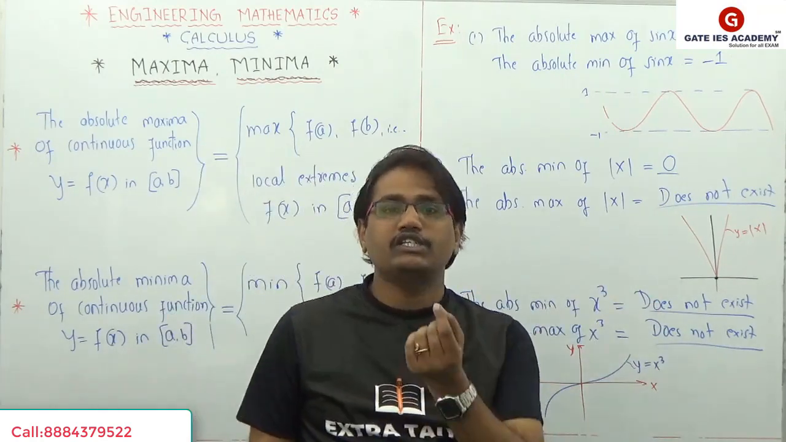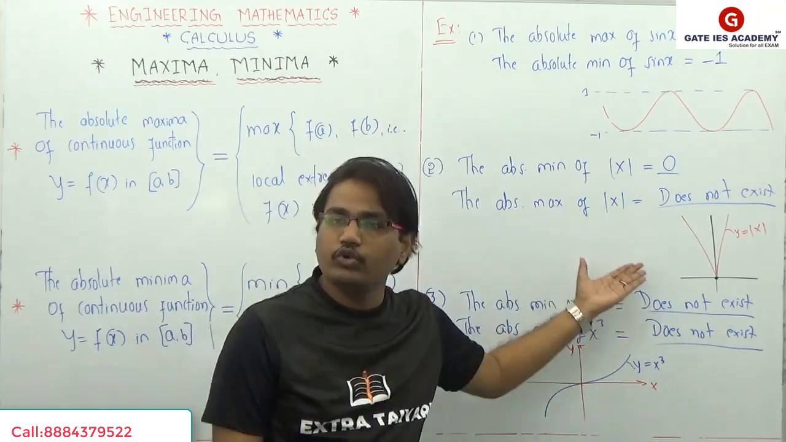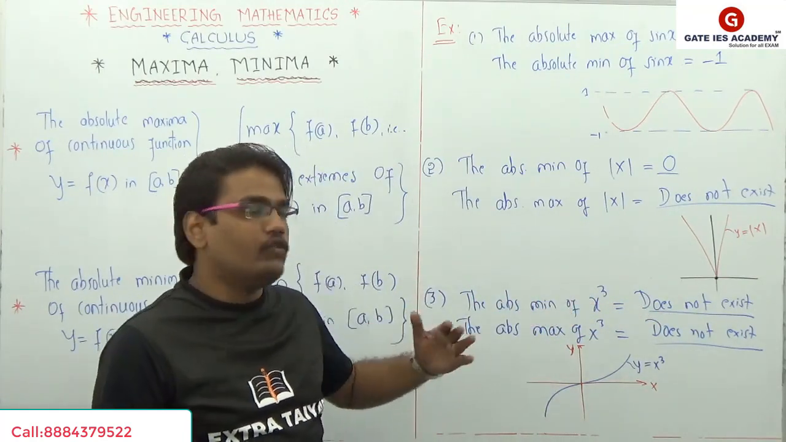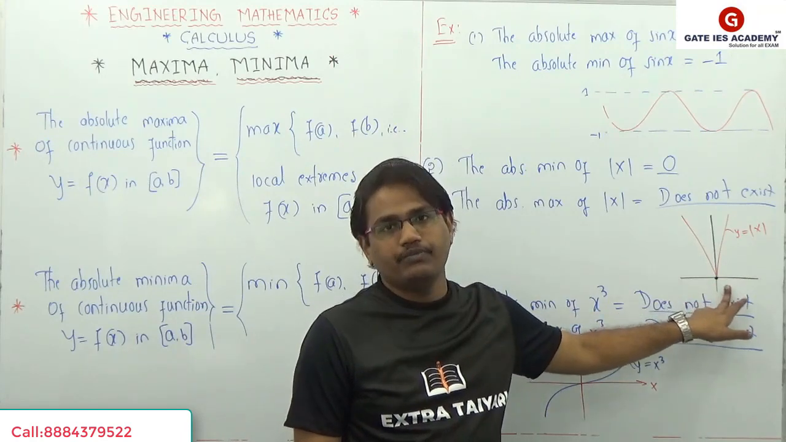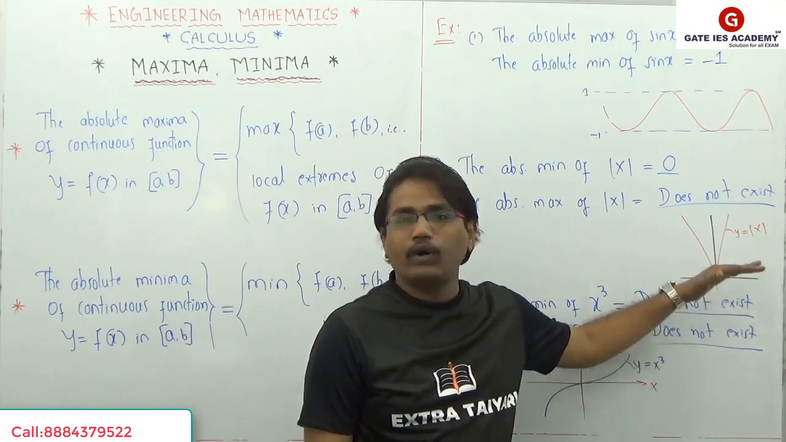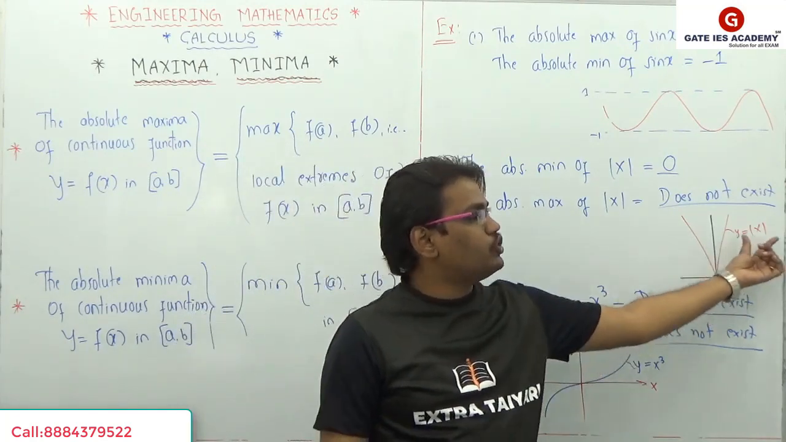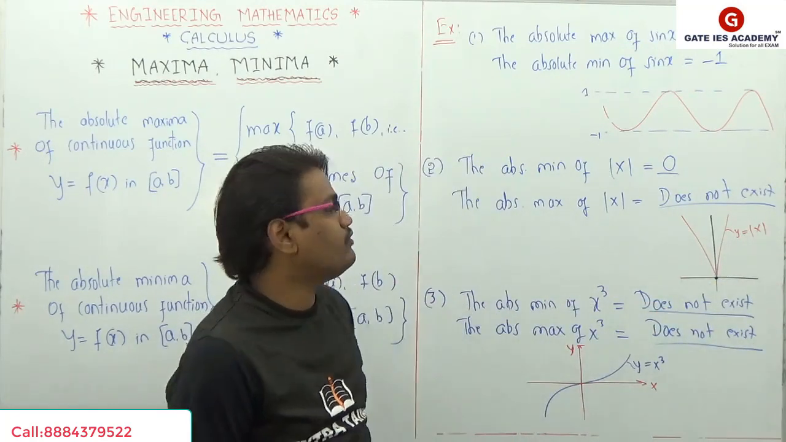So this maximum value does not exist for this one. Absolutely you cannot say this is the maximum value. Whatever maximum value you give for x, that one only it will take. But minimum will exist. Minimum x equal to 0 is there. Below that, y will not go. y is always 0 or a positive value because it is a magnitude of x.